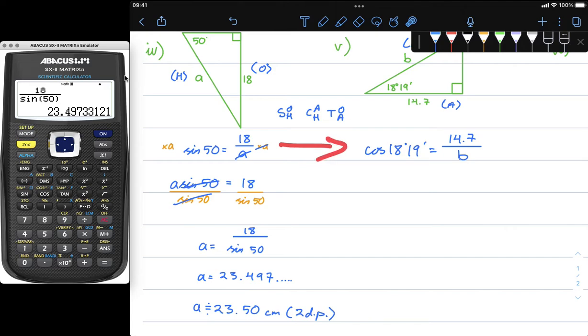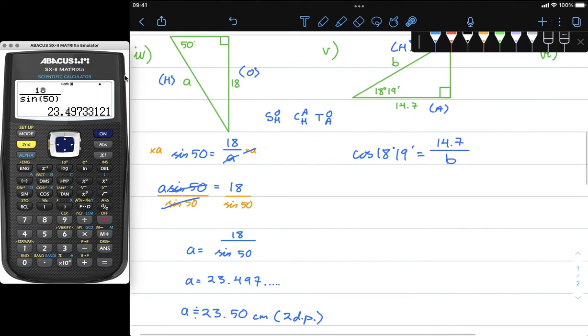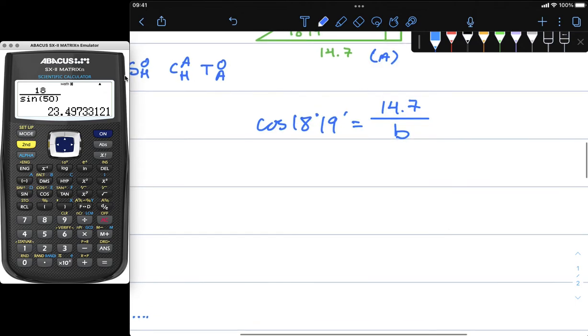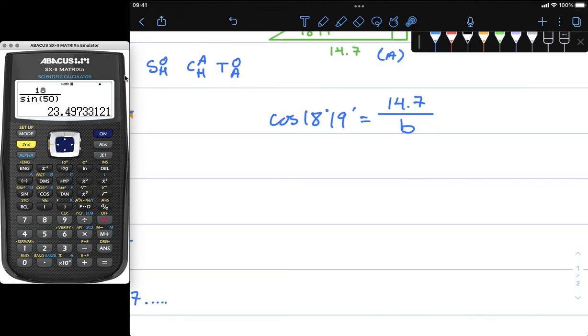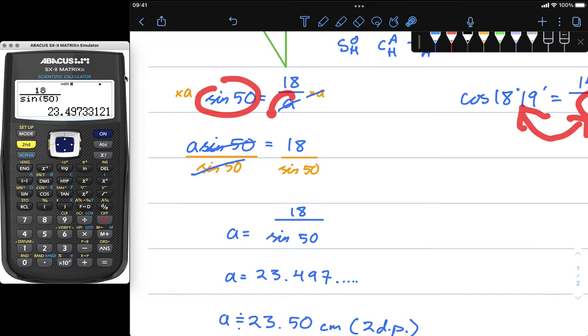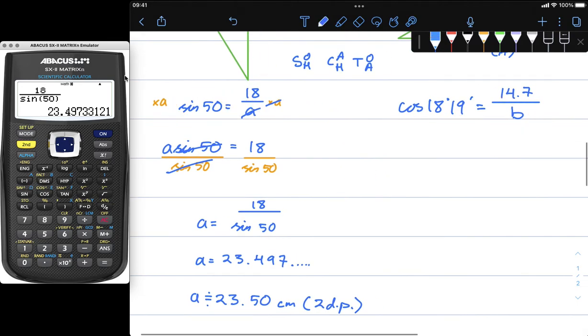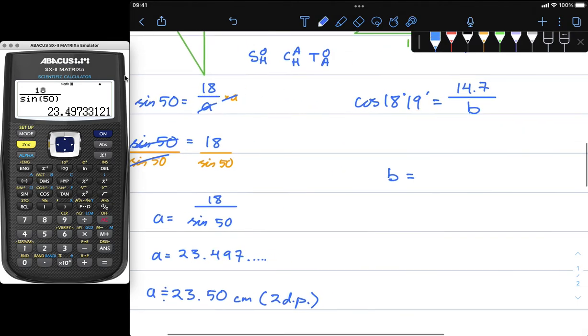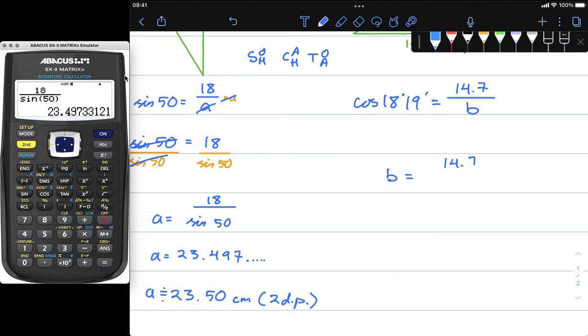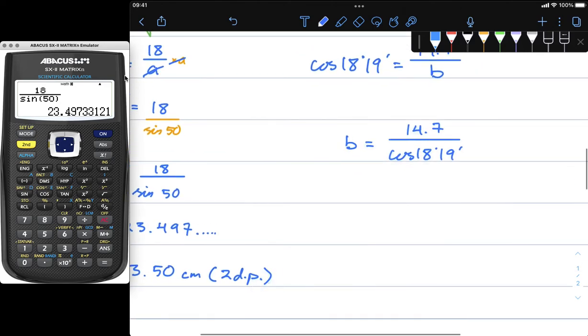Hope you can see that this is very similar to our previous example. Now, this is a little shortcut that I do. Whenever I see the letter on the denominator, I just think of these two as swapping. The position of these essentially just swapped from the 2 steps that we did. So just skipping the step, 14.7 over cos 18 degrees 19 minutes, and that is what we type in.